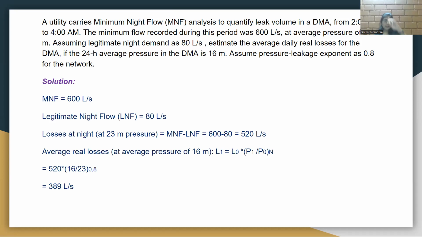Yeah, correct. So you can find the real losses: estimate the average daily real loss for the DMA if the 24-hour average pressure is 16 meters. So the initial pressure is 23 meters, which is equal to P naught. P1 is equal to 16 meters. Then L naught is equal to 520. You're supposed to find L1. Direct substitution in the formula. The N value is equal to 0.8. You'll get the answer 389 liters per second. Correct answer.